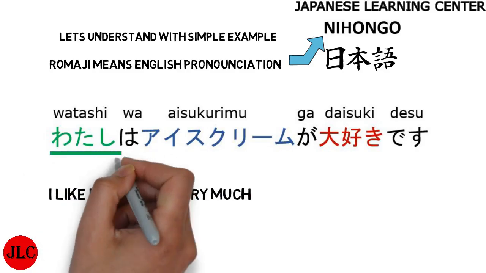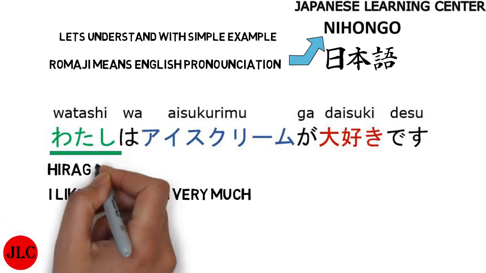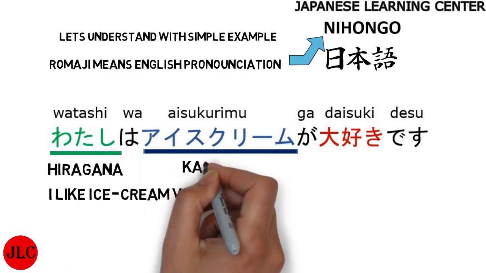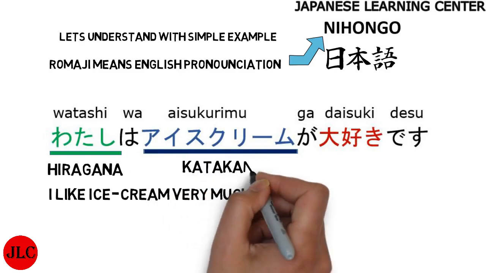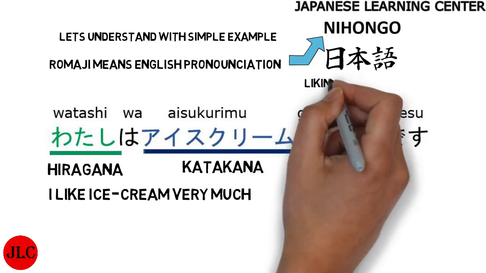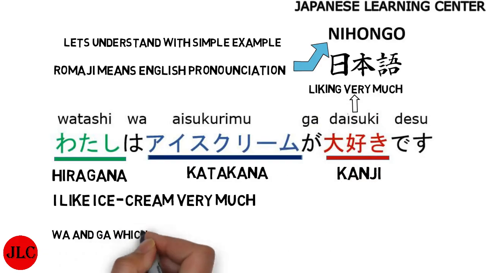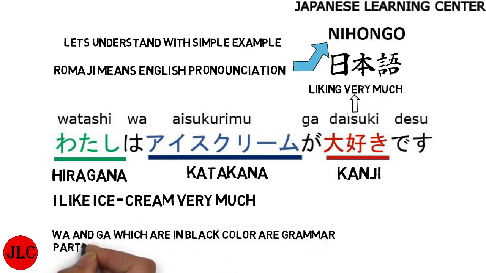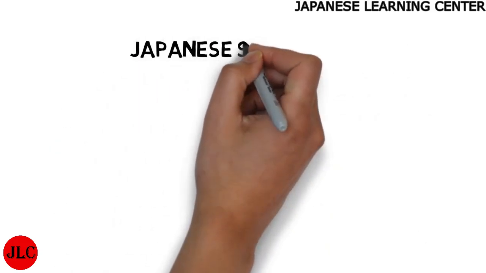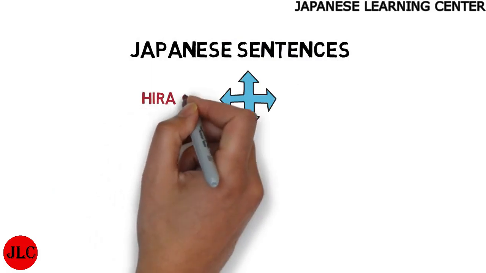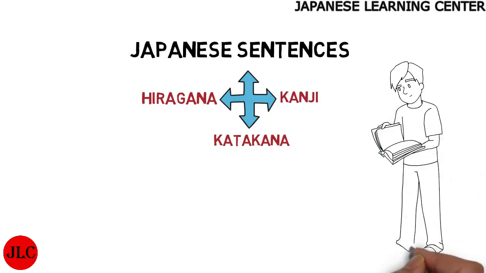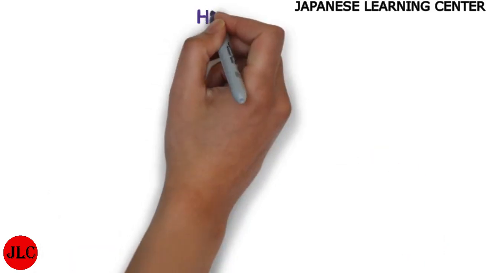So in this sentence, the green word is watashi, which is written in hiragana. Then the blue letters are ice cream, which is a foreign word, so it is written in katakana. And the third, the red kanji, is daisuki, which means liking very much. Wa and ga, which are black, are particles used in Japanese grammar that we can learn in upcoming videos. What I want to show you here is that a Japanese sentence is a combination of hiragana, katakana and kanji. So we must learn hiragana thoroughly, then katakana and kanji.